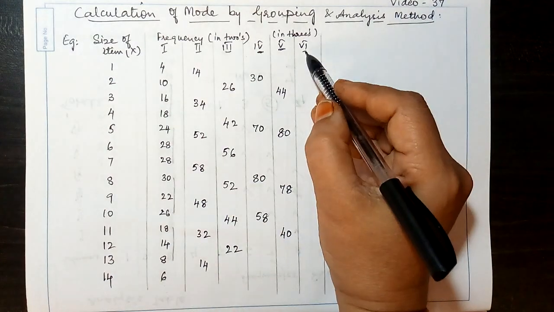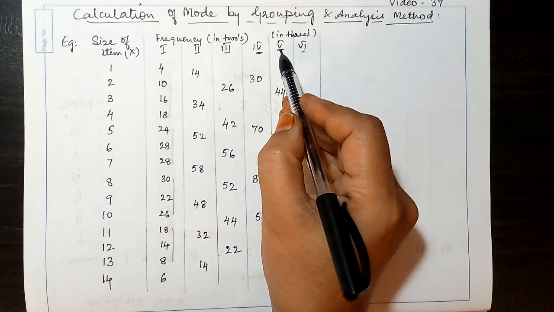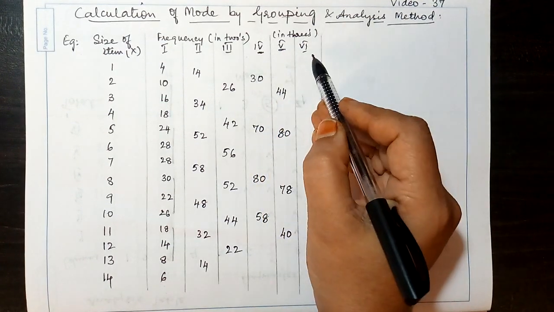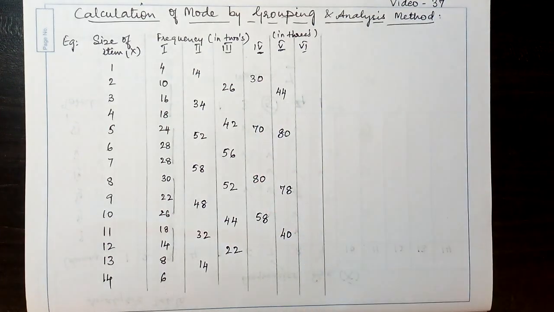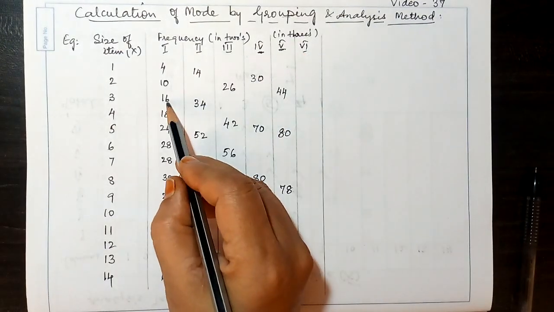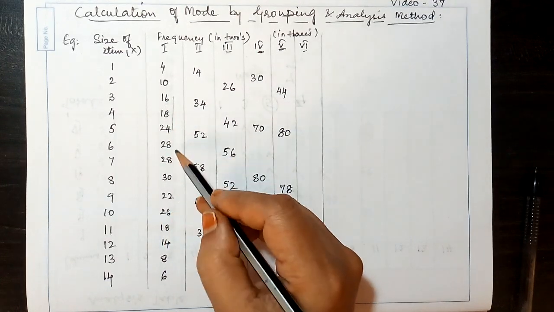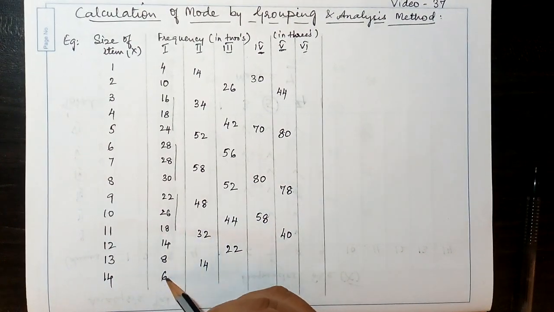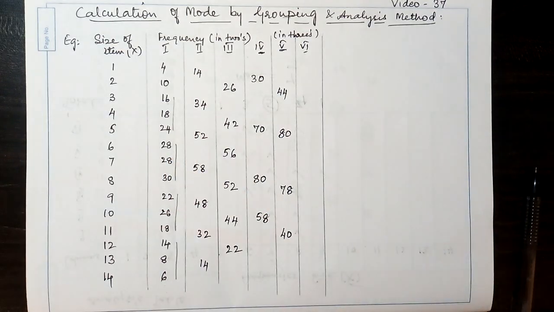Now sixth column. Fourth column we added 1, 2, 3. In the fifth column it will be 2, 3, 4. Now the sixth column 3, 4, 5. Alright. So let's again mark the frequencies. So here we will start from the third one. That means 16. So 16, 18, 24, 28, 28, 30, 22, 26, 18, 14, 8 and 6. Now here we are covering all. Right. Now we will add and write.